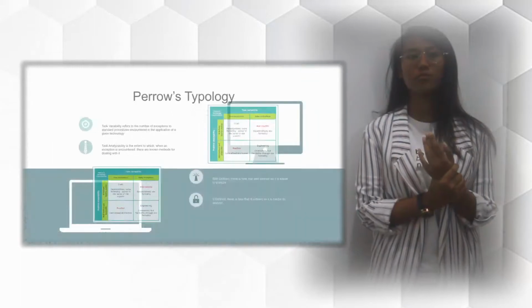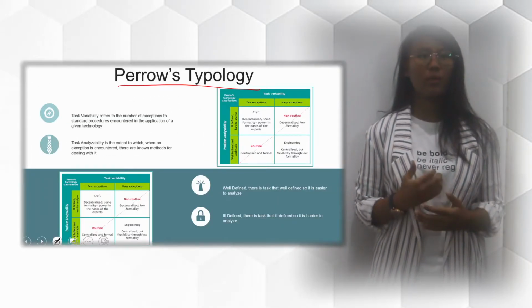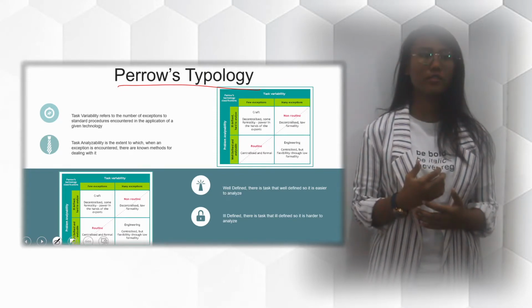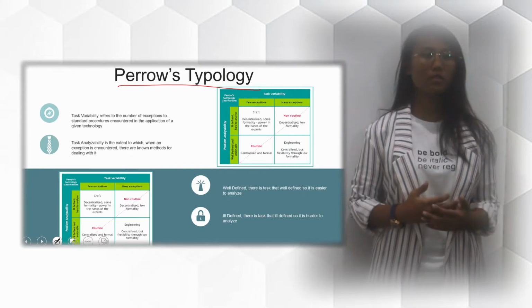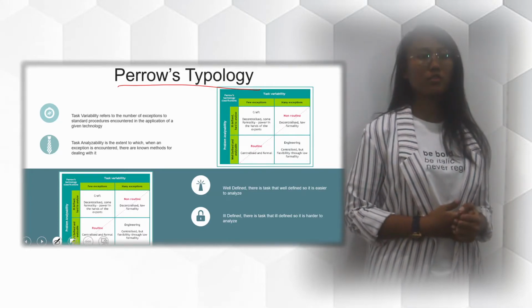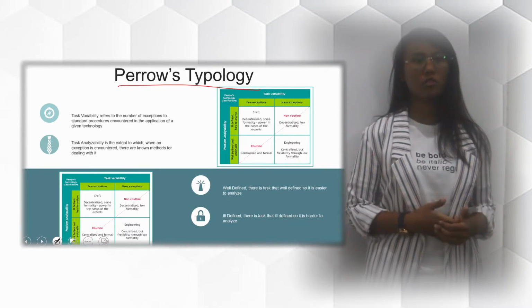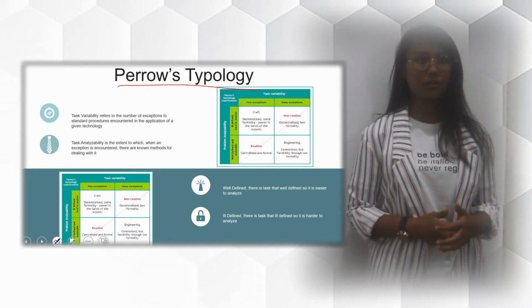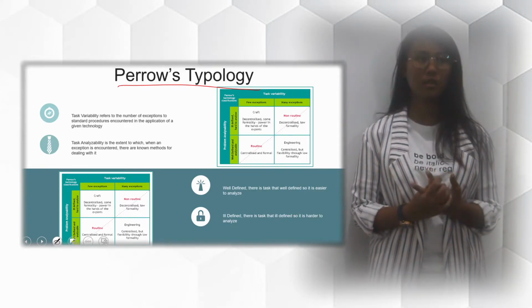The last one is Perrow's typology. The American sociologist Charles Perrow developed a classification scheme based on the knowledge required to operate technology. Technology is an important factor in contingency theory. It assumed that the type of technology determines an organization's most effective structure and success in the market. Perrow used two dimensions to create his typology.